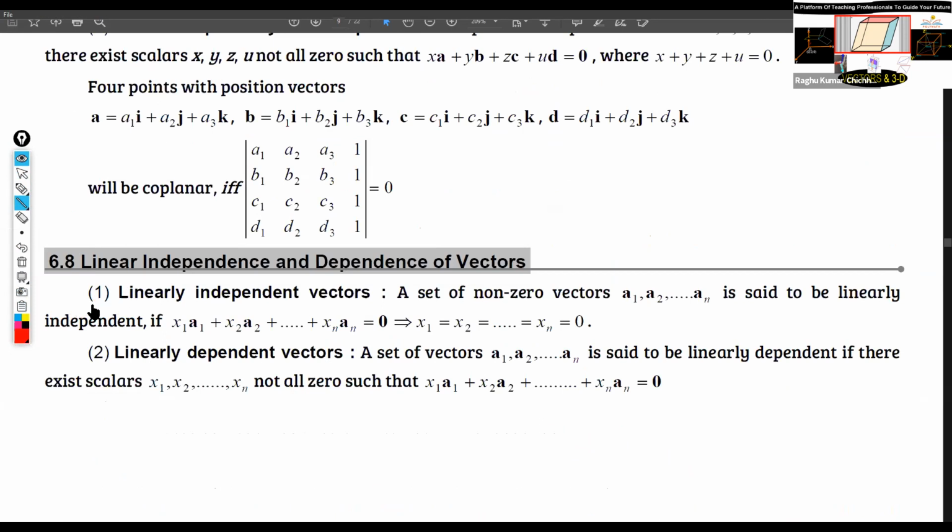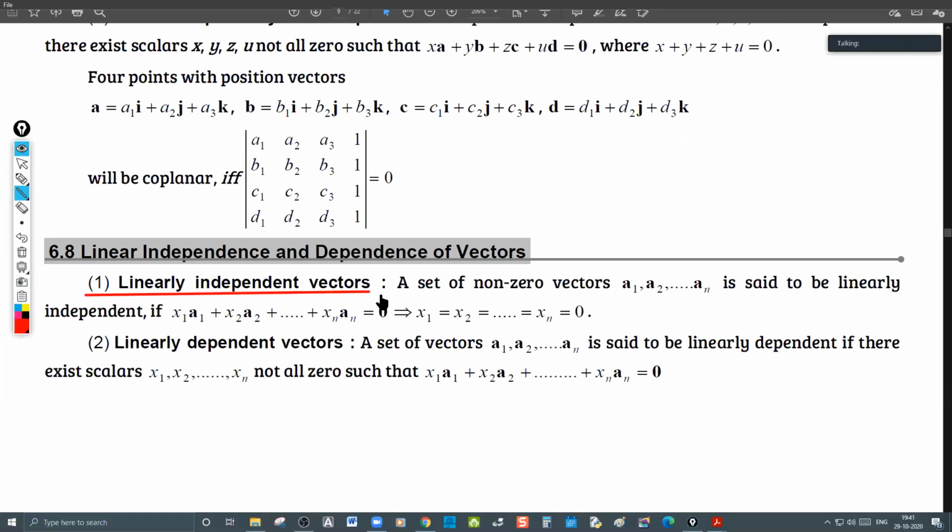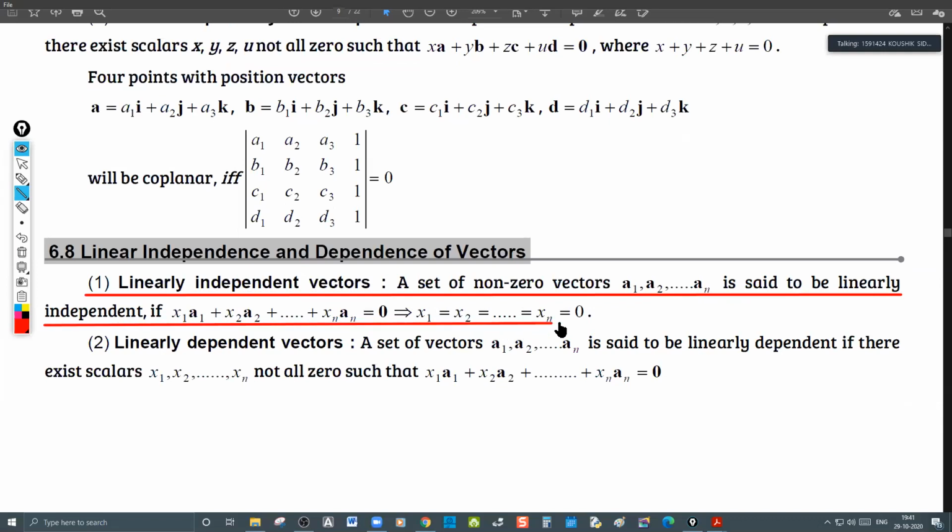Come on, read that, Kaushik. Linearly independent vectors: the set of non-zero vectors A1, A2, and so on, AN is said to be linearly independent if X1 A1 plus X2 A2 plus so on, XN AN equals zero implies X1 equals X2 equals X3, and so on, XN equals zero.